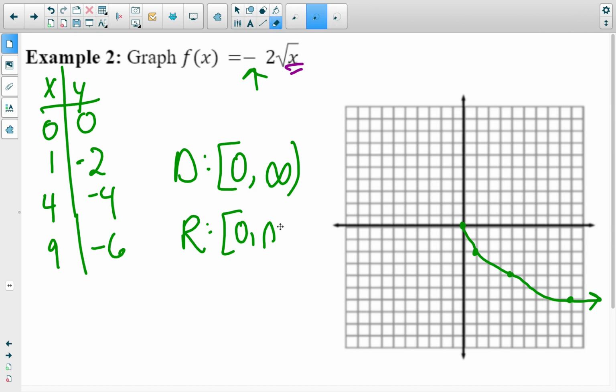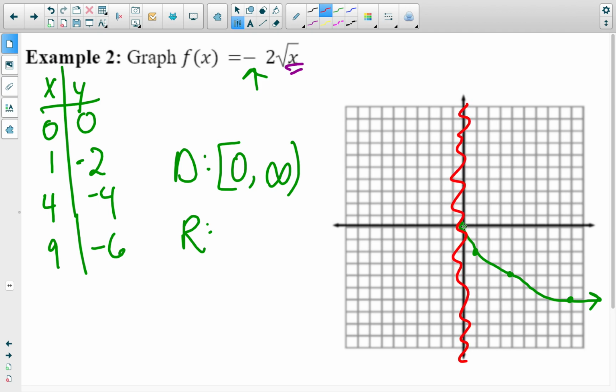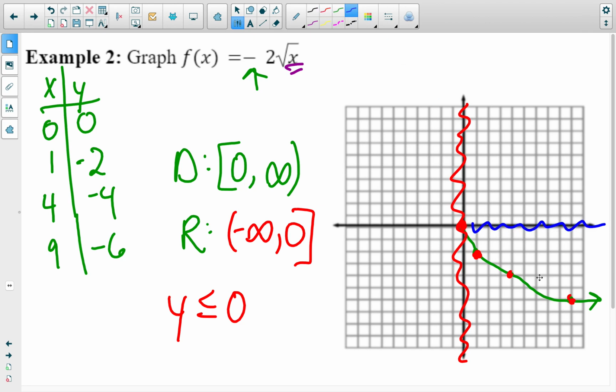Our range is actually going to be a little different here. If we're looking at this graph along the y-axis, we're asking ourselves, what are possible values for y? So 0, and then a negative number, right? -2, -4, -6, and then it's just going to keep getting more and more negative. So we're dealing with y values that are less than or equal to 0, meaning our range in interval notation is going to be from negative infinity to 0 with a bracket around the 0. Domain's the same because we're still covering these positive values on our x-axis.